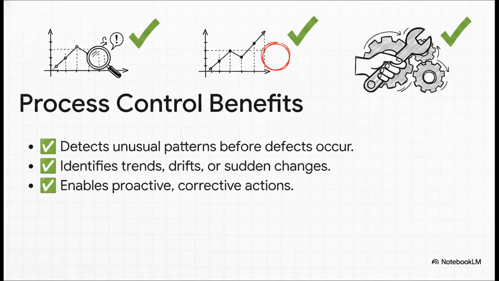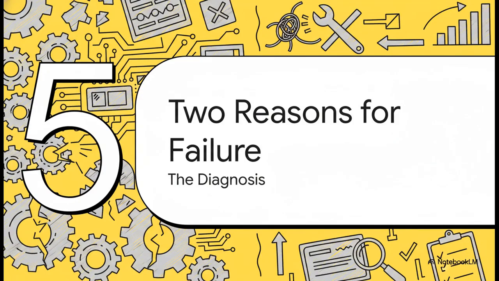The power of this approach is just immense. By monitoring the process as it's happening, you can spot weird patterns or see if things are trending in the wrong direction or catch sudden shifts before they result in a bad product. This lets you jump in and take corrective action, basically saving the day before there's even a problem to begin with. But look, let's be realistic. Things can still go wrong.